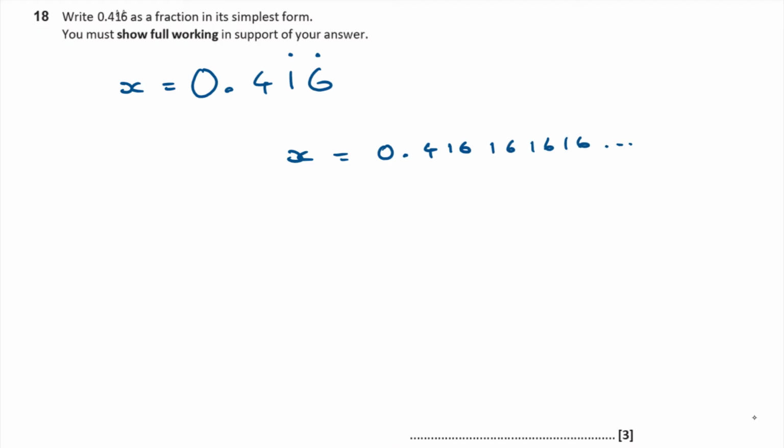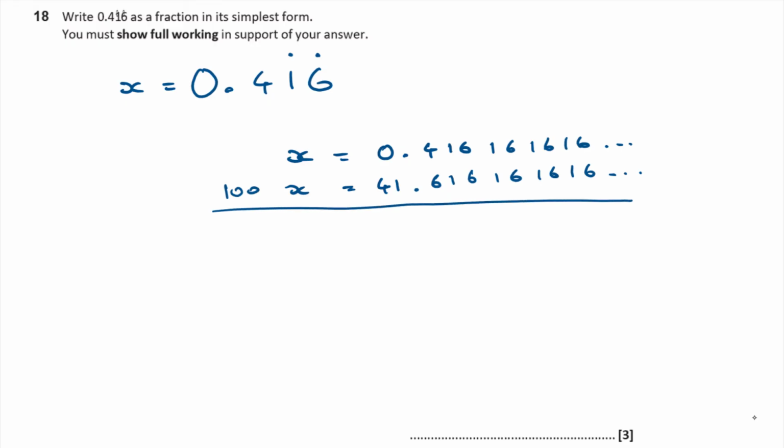Now if I multiply that by 100, so 100 lots of x, I'm going to get all this sequence of numbers moved over 2 decimal points, aren't I? I'm going to get 41.616161616 and so on. And if I subtract one from the other, I'm going to subtract uphill. I hope you don't mind. I don't really want to rewrite it the other way around. So I'm going to take 1 lot of x away from 100 lots of x. So 100x take away x.